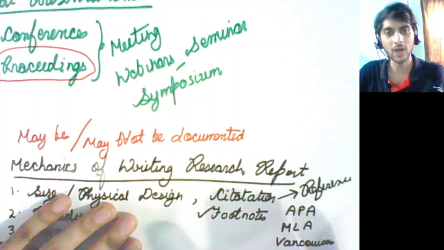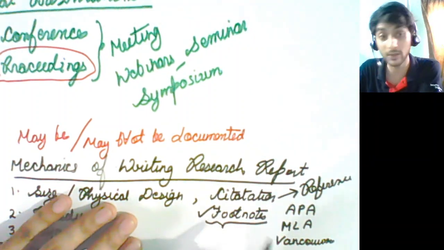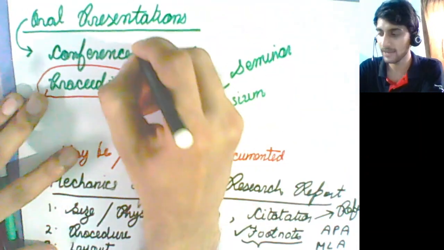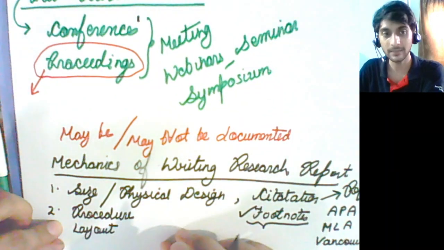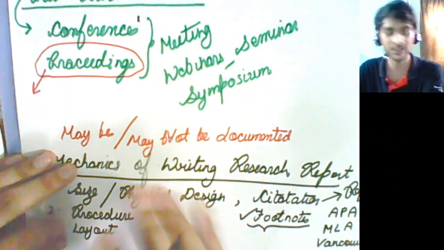Some journals may allow footnotes, some may not allow footnotes. I hope you know what a footnote means. Footnote means, for example, a line is running and I put a 1 over here, and at the bottom of this page, in the margin, I write the conference I refer to for this particular thing. That means footnotes.